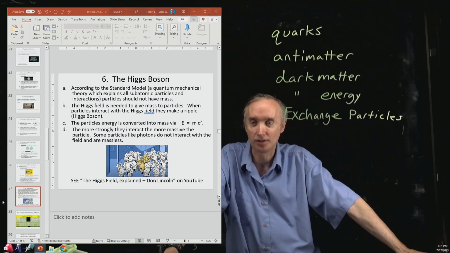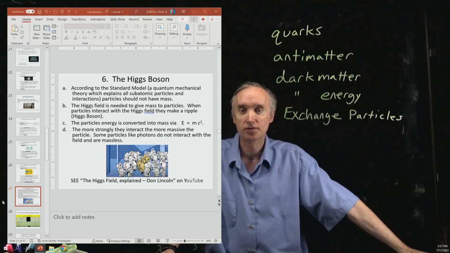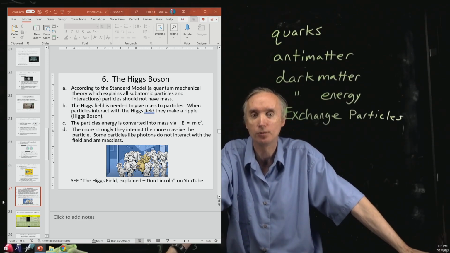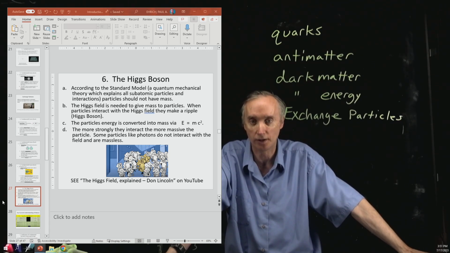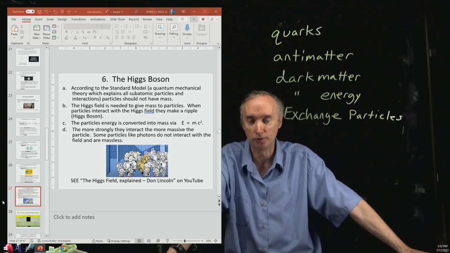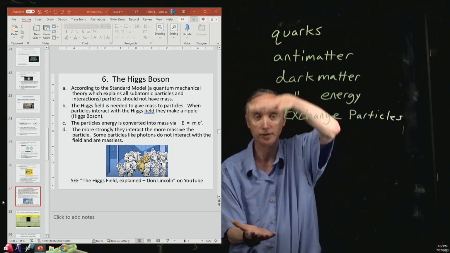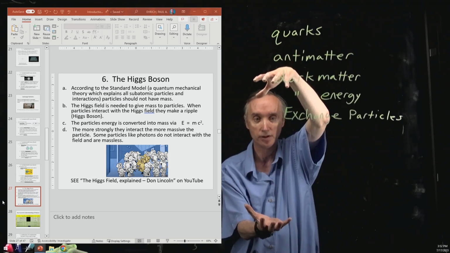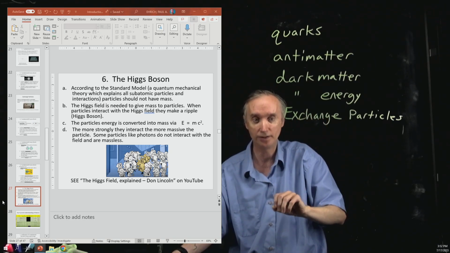Okay? So let's try to explain what the Higgs boson does. The Higgs field is needed to give mass to particles. When particles interact with the Higgs field, they make a ripple in the Higgs field, and that ripple is the Higgs boson. The bigger the ripple, the more energy the ripple is going to have. So imagine a tidal wave has a very large amplitude. It's very tall. It has a lot of energy. So the greater the ripple in the Higgs field, the more energy in that ripple.